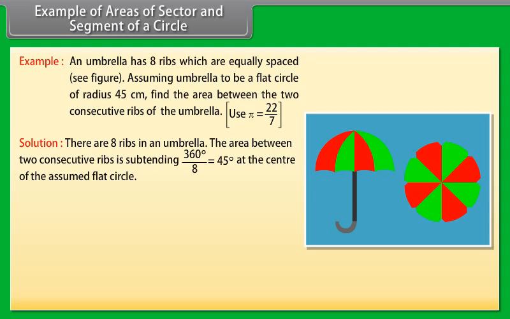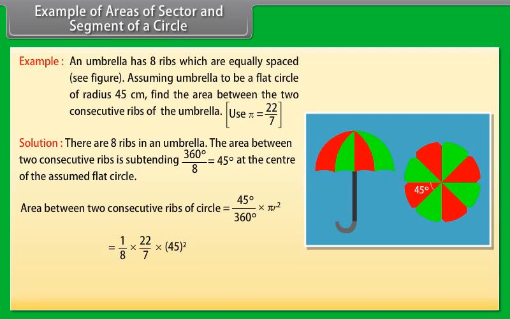The area between 2 consecutive ribs is subtending 360 degrees upon 8, which is 45 degrees, at the center of the assumed flat circle. Area between two consecutive ribs of circle is 45 degrees upon 360 degrees into pi r square. Now by calculating it, we get 22,275 upon 28 centimeters square.